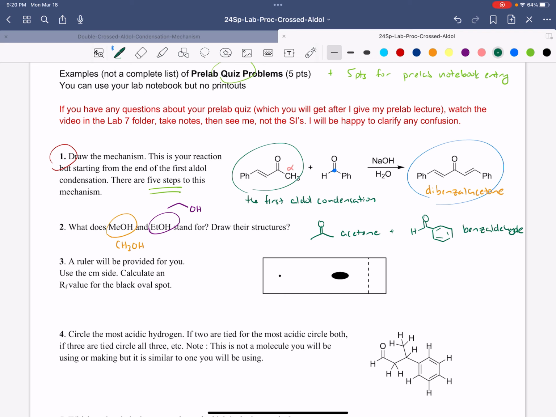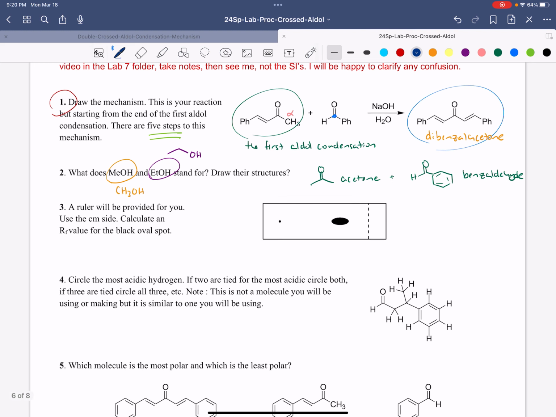The good news is that this is open notebook, so you could use your lab notebook, but you cannot print out the procedure. You cannot print out any of my handouts or screenshot any of my notes. Now, if you take notes on the videos, then yes, you could use your notes to help you out. So hopefully this encourages you also to be very conscious of what you're taking notes on, or to be very meticulous with your pre-lab notebook entry. So it's helpful when you take this quiz.